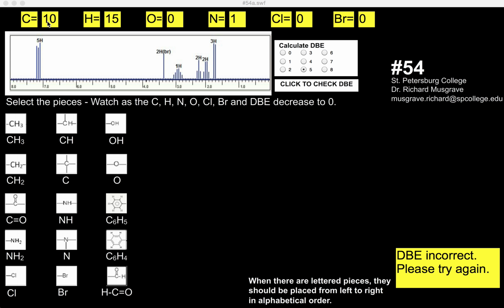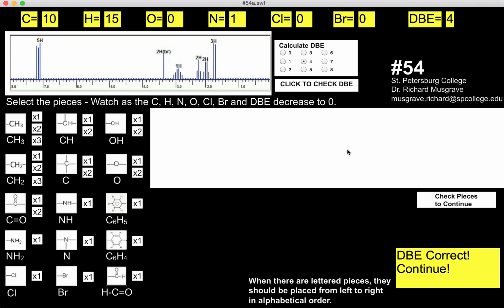This one's C10H15 and it has 4 double bond equivalents. We have a C6H5 over here, it's an aromatic ring in the 7 to 8 region. We have a 2H broad.